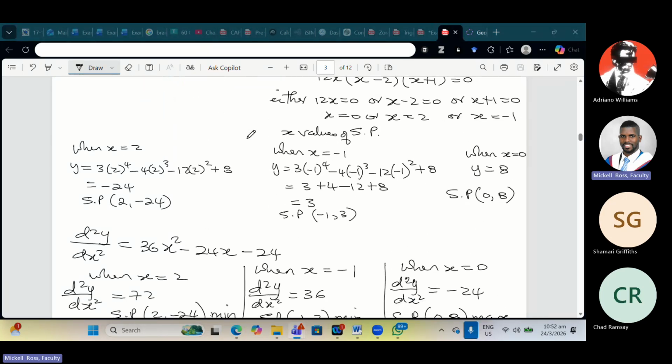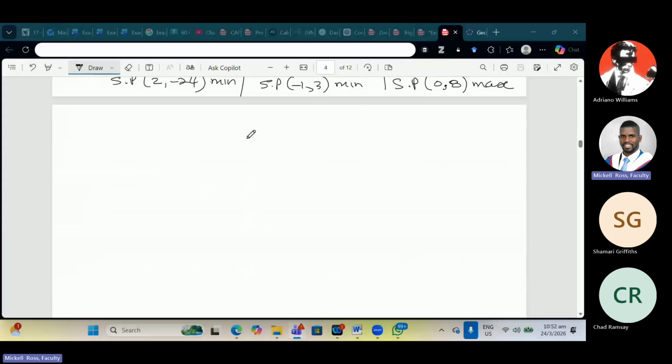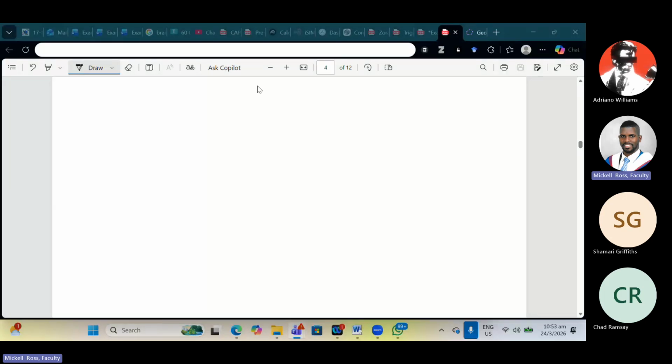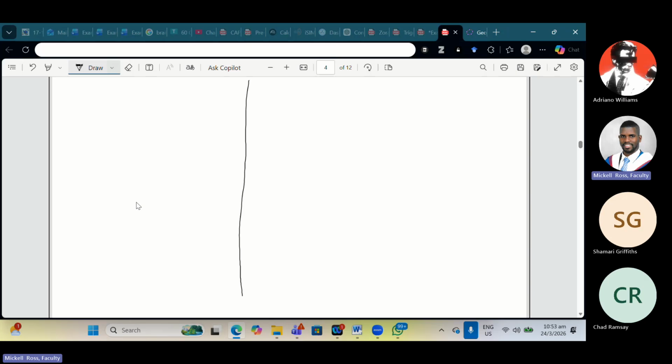All right, so we're going to go ahead and see what this looks like on the graph now. What I'm going to do is just plot the points, not rule up a graph paper, because one of the points goes all the way down to -24. So I'm not going to do it as if I'm ruling up a graph paper. All right, X, Y, 0. So 0, 8, I'm going to say it's about here.